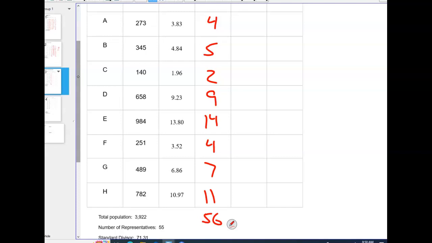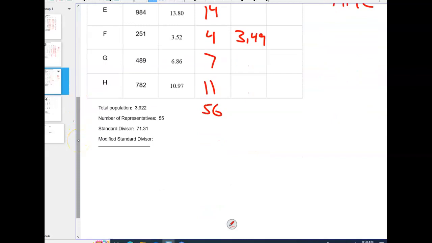So what I'm going to do is change this standard quota to 3.49, which means to get my new standard divisor for everybody, I'm going to do 251 divided by 3.49. And when I do that, 251 divided by 3.49, I get 71.92. And that's the new standard divisor I'm going to go with.